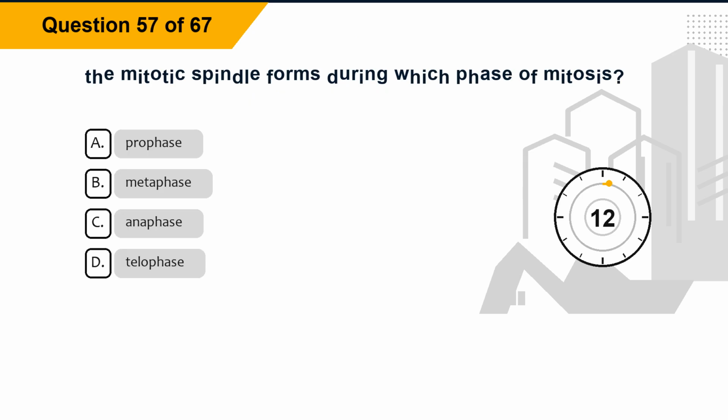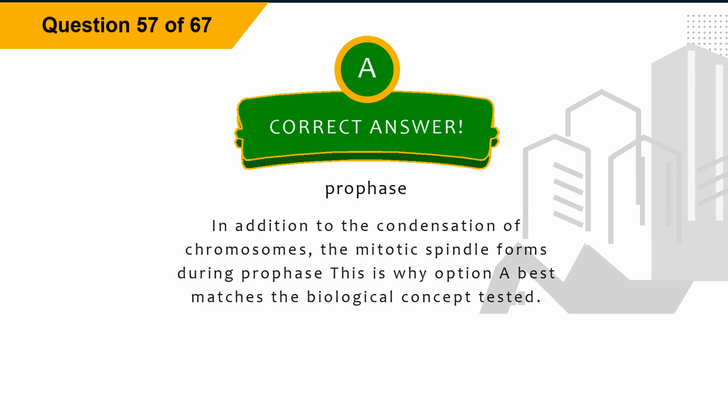Question 57. The mitotic spindle forms during which phase of mitosis? Option A, prophase. Option B, metaphase. Option C, anaphase. Option D, telophase. The correct answer is option A, prophase. Explanation: in addition to the condensation of chromosomes, the mitotic spindle forms during prophase. This is why option A best matches the biological concept tested.